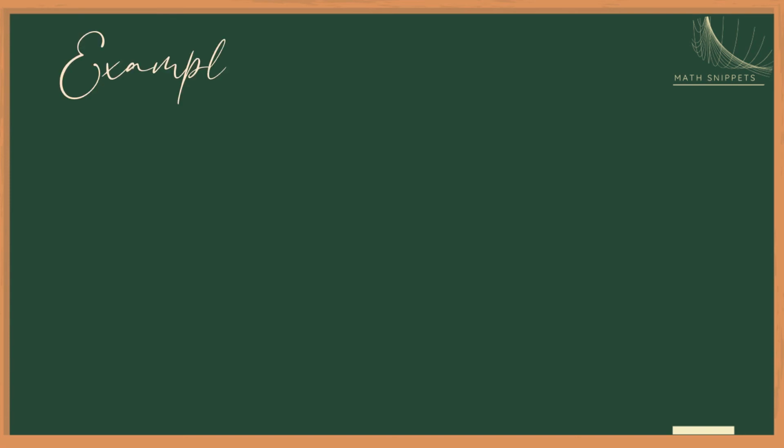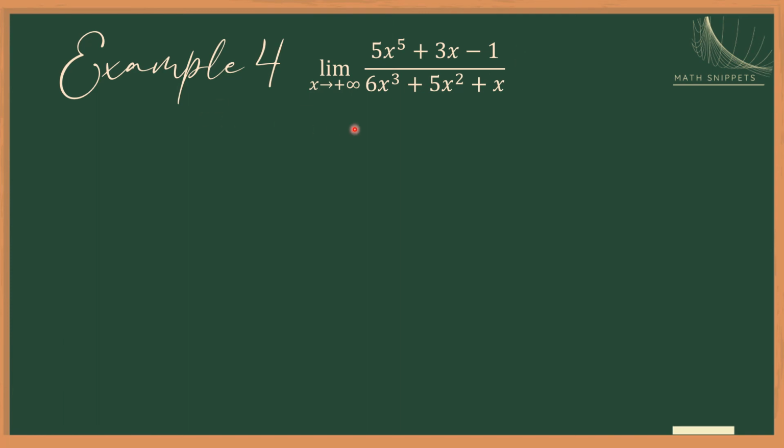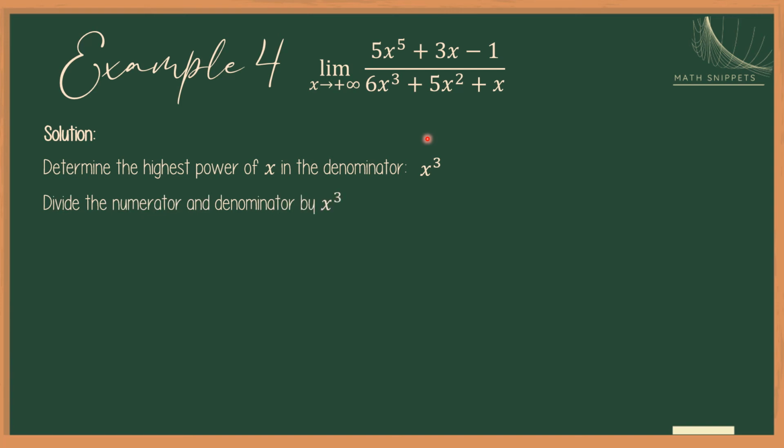Now here is another example, and we will just use the techniques or the steps that we've used previously. So suppose we have the limit as x approaches positive infinity of 5x to the 5th plus 3x minus 1 over 6x cubed plus 5x squared plus x. Again, we determine the highest power of x in the denominator. This time it's x cubed, and we divide the numerator and denominator by x cubed.